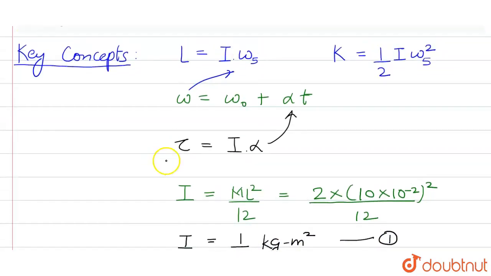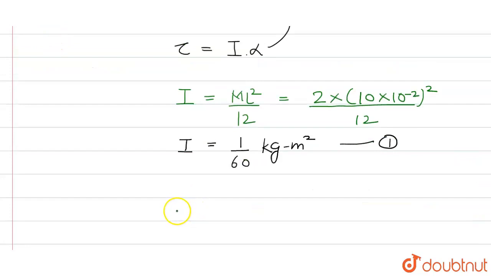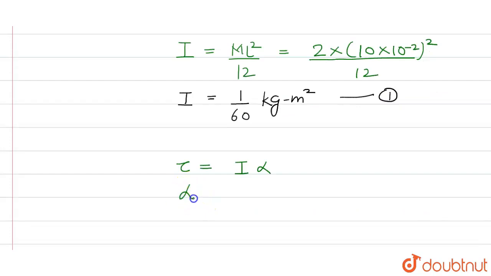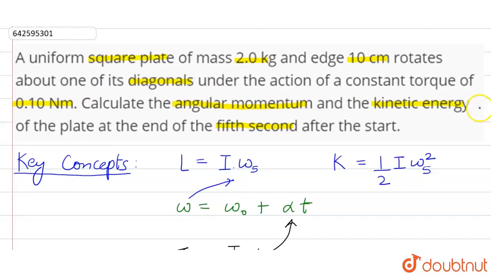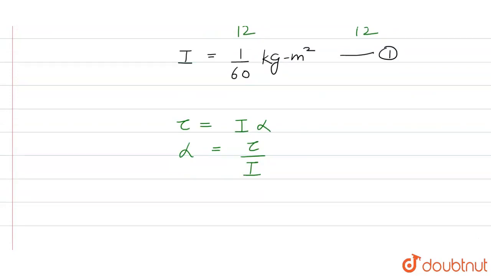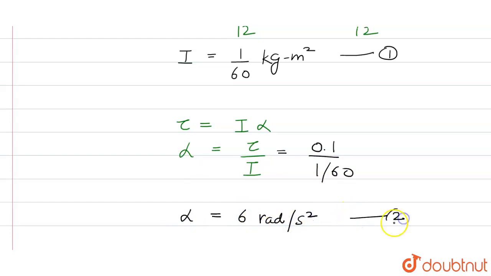Now from the torque equation we can find alpha. We have tau equals I alpha, so alpha becomes tau by I. Torque in the question is given as 0.1 Newton meter, and I is 1 by 60. From here we'll get alpha as 6 radians per second square. Let's call this equation number 2.